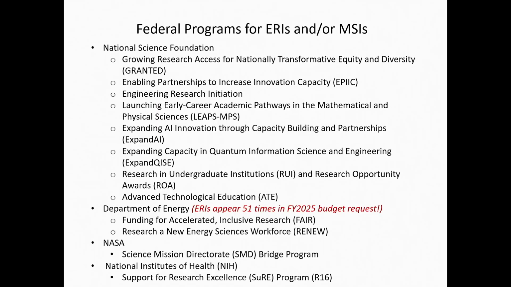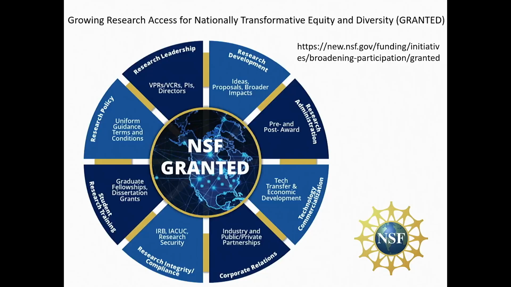So here, this is for your reference when you get the slides later. There are now a host of programs at the federal government that are designed to support emerging research institutions, some of which also apply to community colleges. In fact, if you look at the Department of Energy's science budget request, emerging research institutions appear 51 times in the science budget request for the Department of Energy this year.